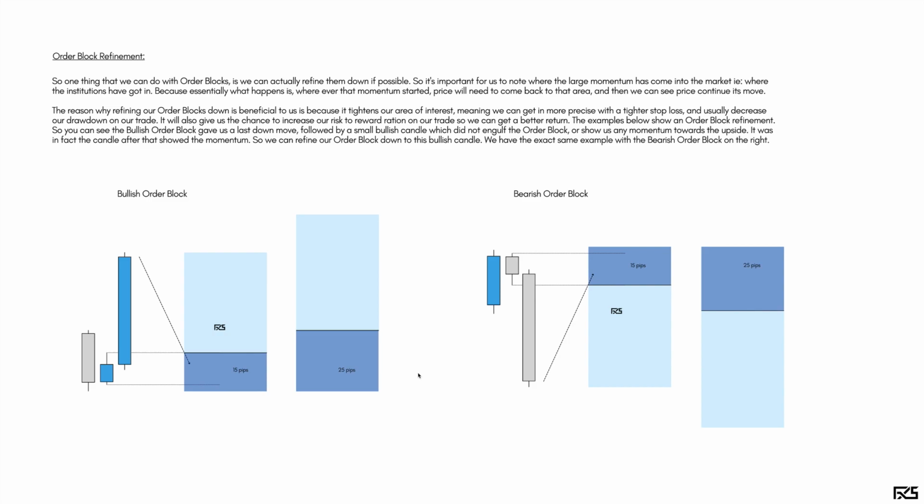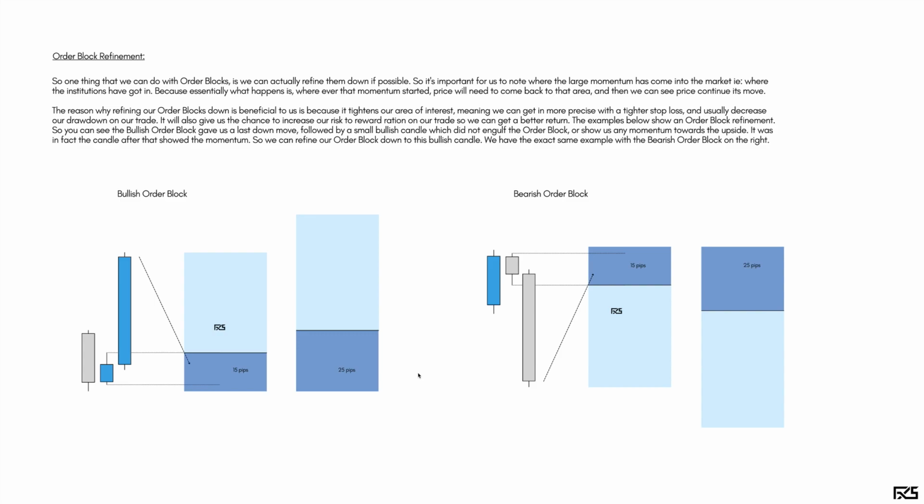The reason why refining our order blocks down is beneficial to us is because it tightens our area of interest, meaning we can get in more precise with a tighter stop loss and usually decrease our drawdown on our positions. It will also give us the chance to increase our risk to reward ratios on our trade so we can get a better return on investment.